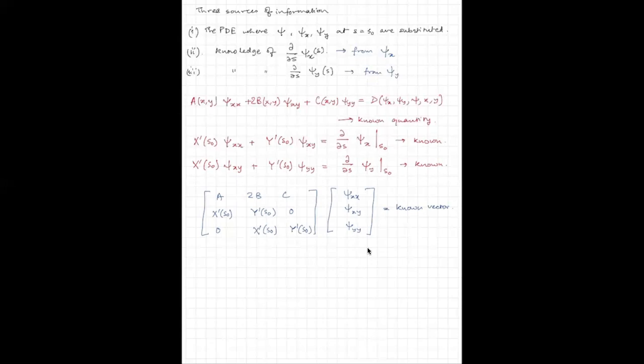So this equation can be solved for all of these. So this can be solved for all derivatives, all three derivatives at s equal to s naught, if the determinant of this guy, determinant, is non-zero.